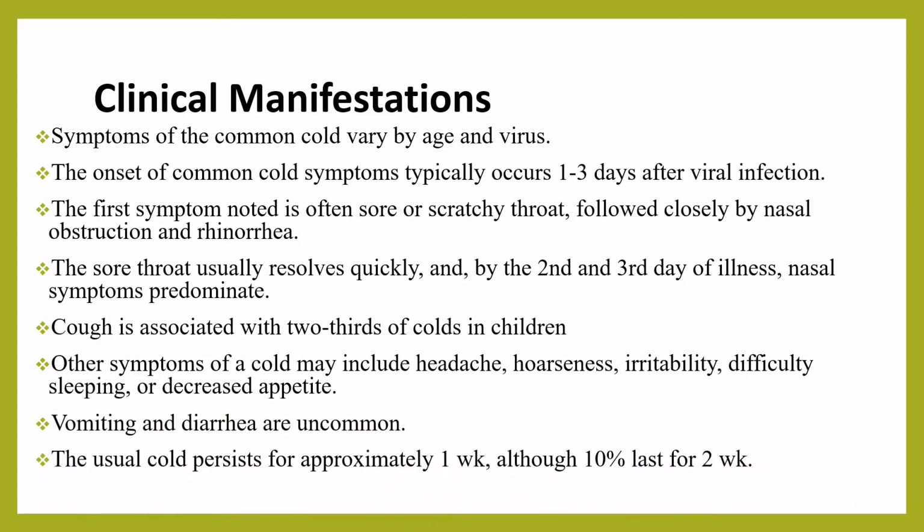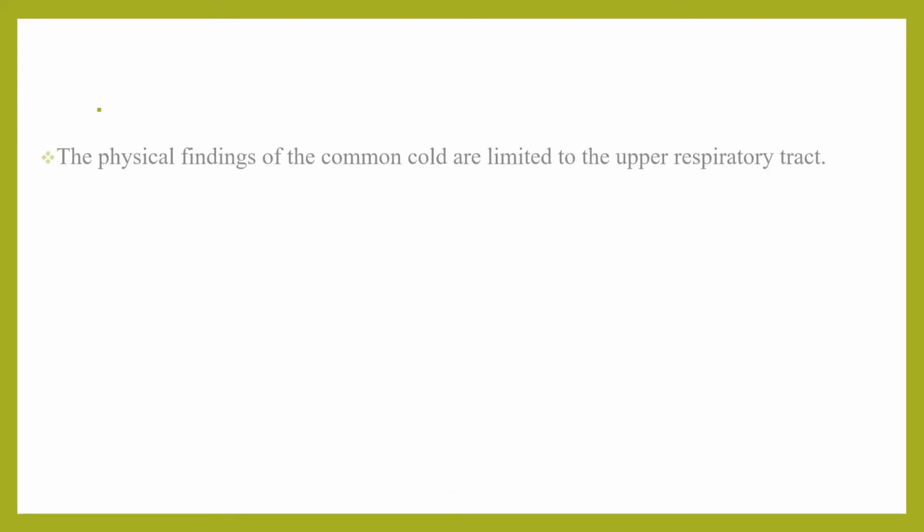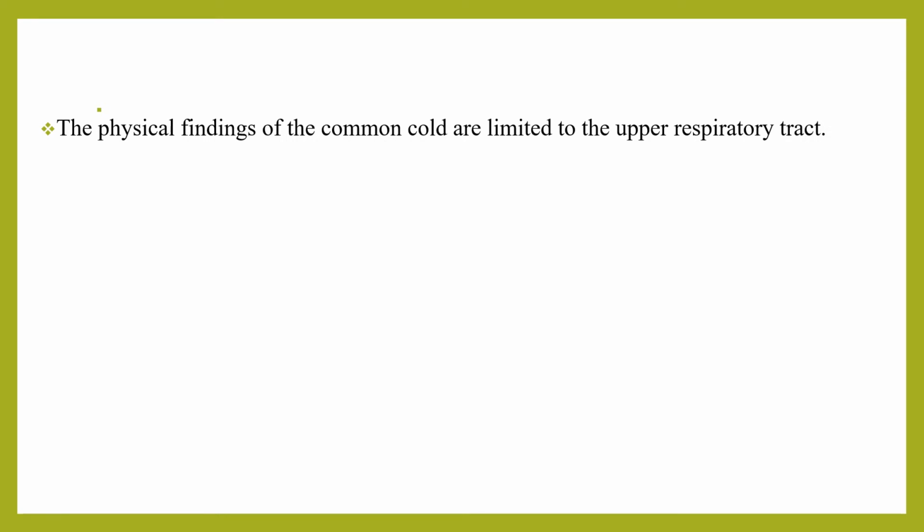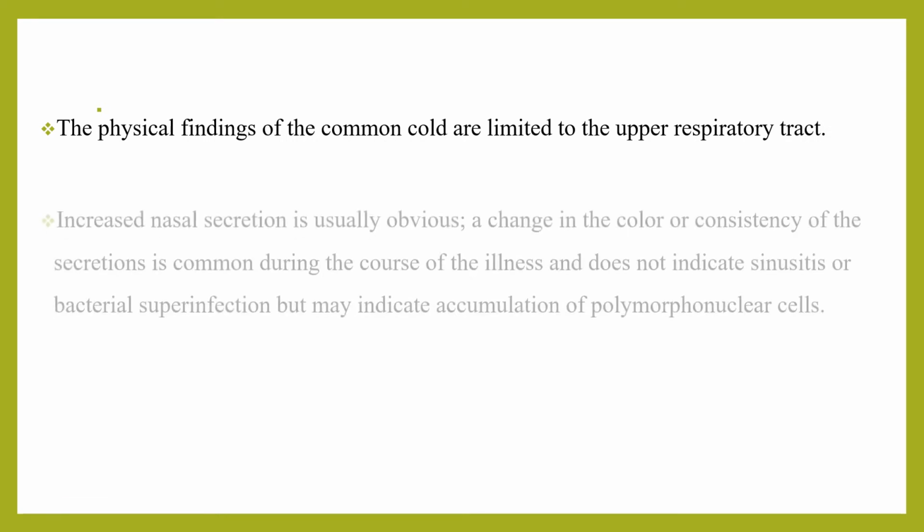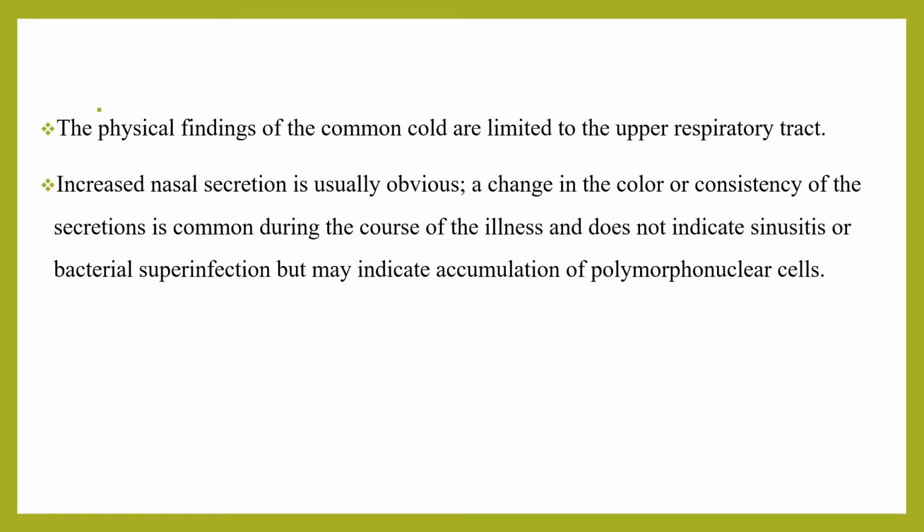The physical findings of a common cold are limited to the upper respiratory tract, and increased nasal secretion is usually obvious. A change in the color or consistency of the secretion is common during the course of the illness and does not indicate sinusitis or bacterial superinfection, but it might indicate accumulation of polymorphonuclear cells. So increased nasal secretion, or a change in the color or consistency of the secretion, is not a sign of bacterial superinfection. Rather, it shows a common cold with polymorphonuclear cells.